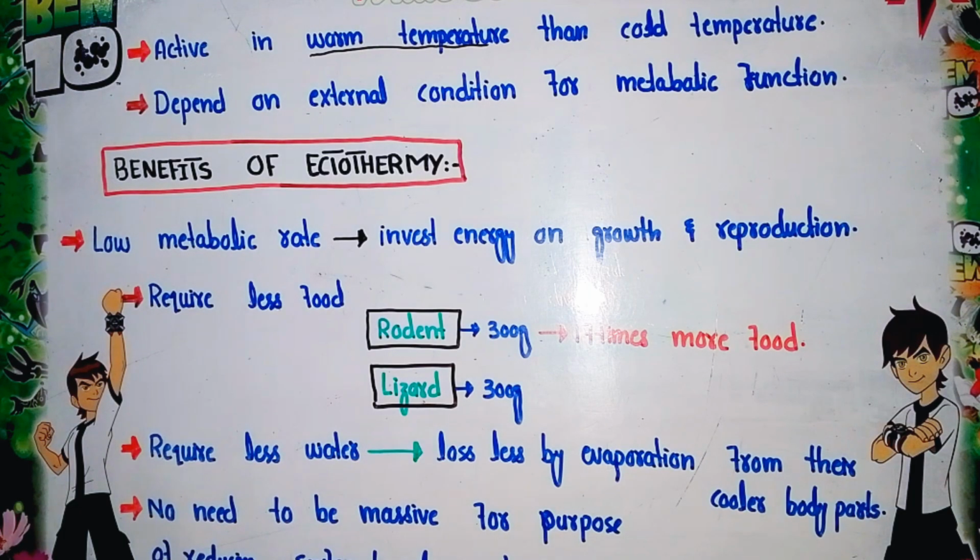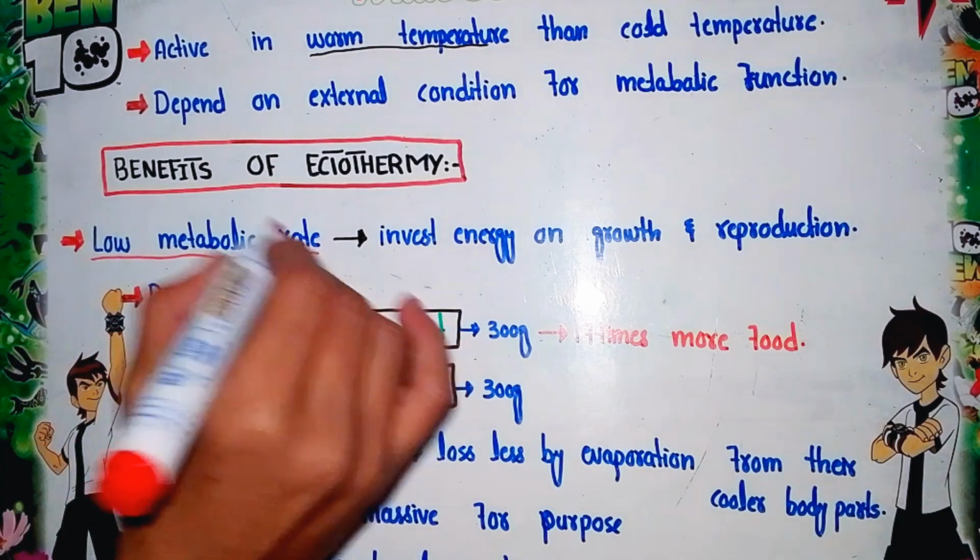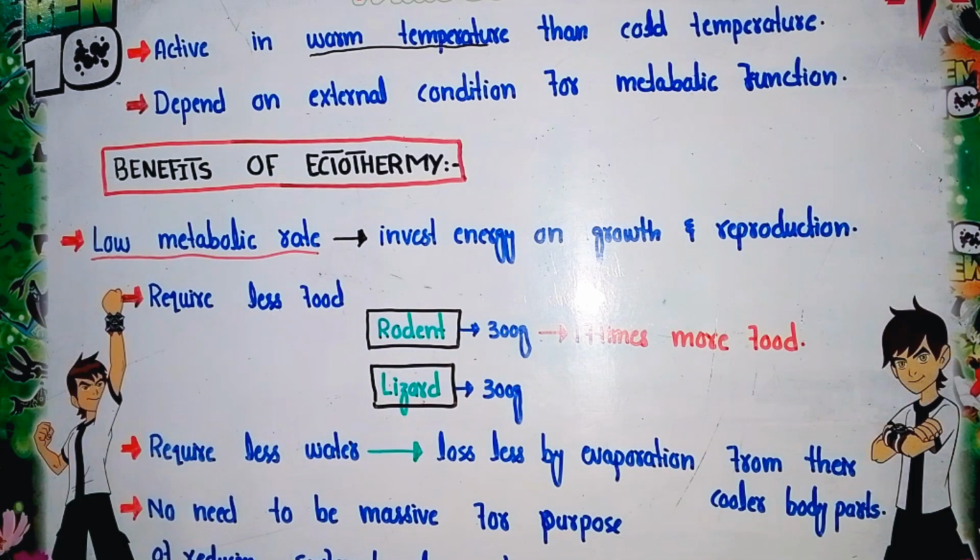Now, the main topic: what are the costs and benefits of ectothermy? First, we will discuss the benefits. Suppose we have an ectothermic organism. What is the benefit to this organism? The first benefit is that they have a low metabolic rate, as we discussed in the definition of ectotherms. They have a low metabolic rate compared to endotherms, which have a high metabolic rate, so they can produce a large amount of energy.